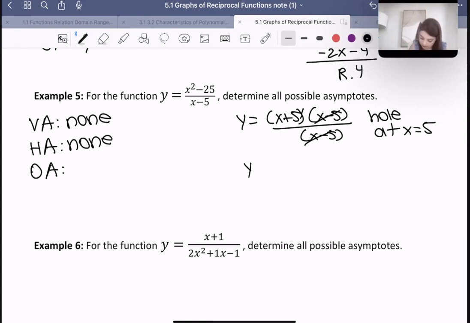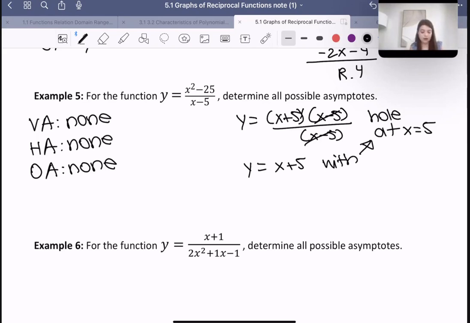So what we have left is just y equals x plus 5. And x plus 5 divided by 1 is just going to give us the same thing back. So there's actually no oblique asymptotes here either, because we don't really have something we can divide, right? We already factored and canceled out and realized that the graph is just a line, y equals x plus 5 with a hole at x equals 5. And that's all it is.